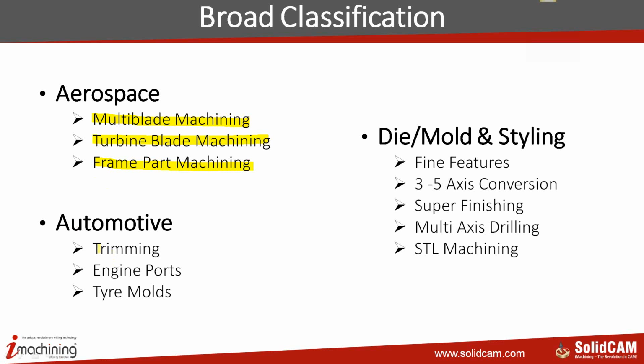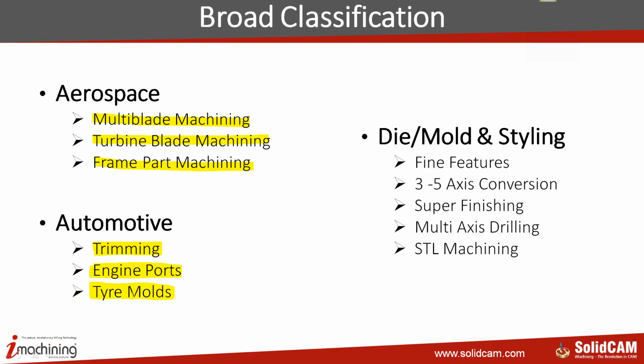We also have some nice new features for automotive trimming parts. For example, if you have vacuum formed parts, you could do the trimming of these vacuum formed parts using the new function inside SolidCAM 2013. We also have a very nice function to machine engine port cutting for automotive as well as aerospace engines. Using the regular 5-axis functionality, which is very powerful inside SolidCAM, we'll also show you how to cut molds of tires, which is another big application in automotive.